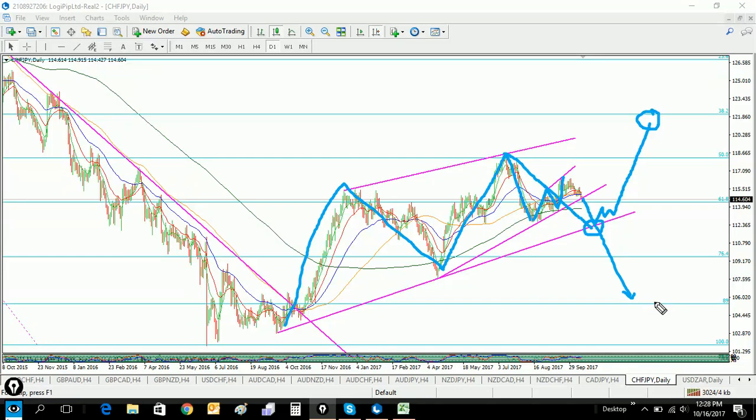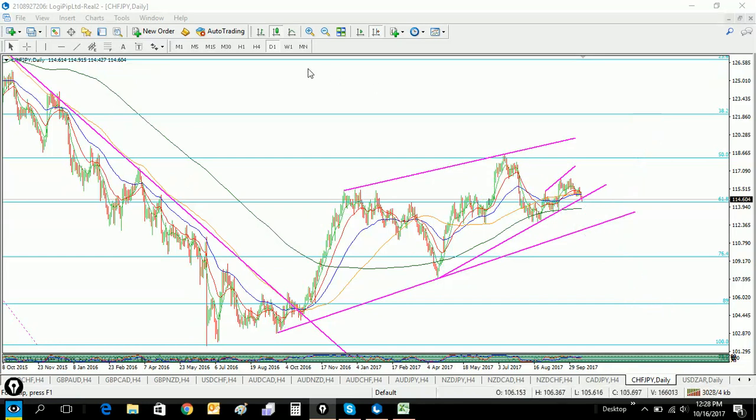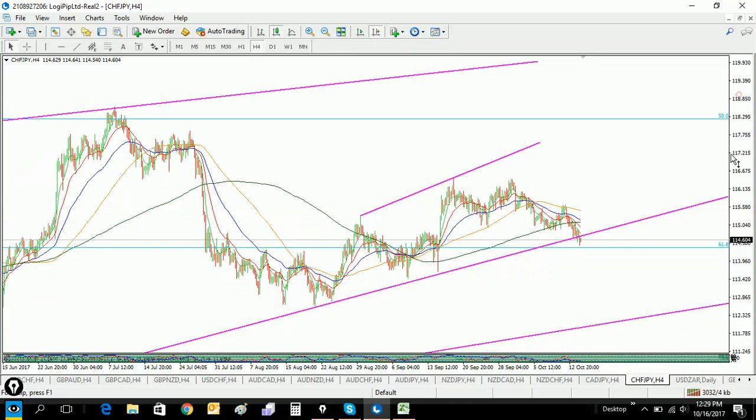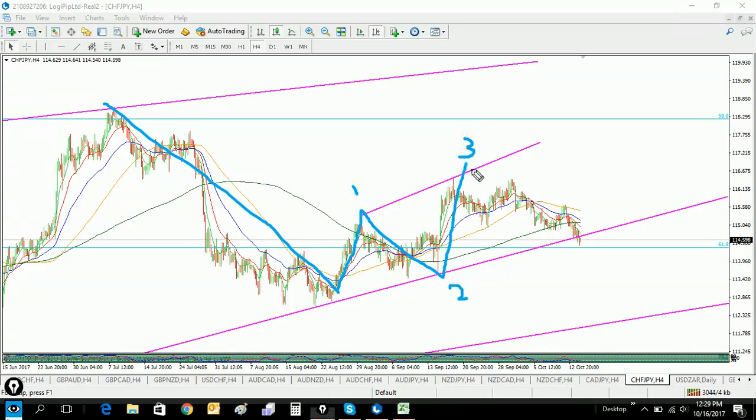So let's just drop down to a smaller time frame and have a look at it there quickly. I'm going to go down to the 4 hour, and on the 4 hour we can quite clearly see this impulse that I was talking about, and then this being the 1, 2, 3 wave corrective structure. So that being 1, 2, and 3.